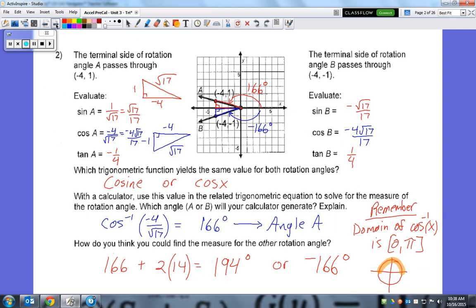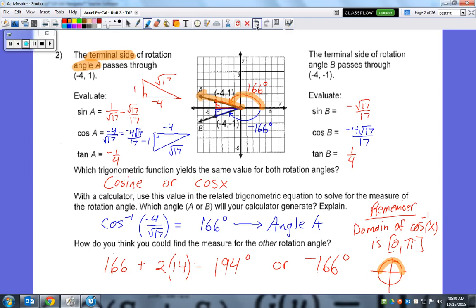All right. So the first one we went in depth. The next one we're just going to do a practice, and we're going to go a little bit faster so you can see of how everything applies. All right. So the terminal side of a rotation angle is going to go through the angle A, or passes through A. So here's the angle, and it's going to pass through A.